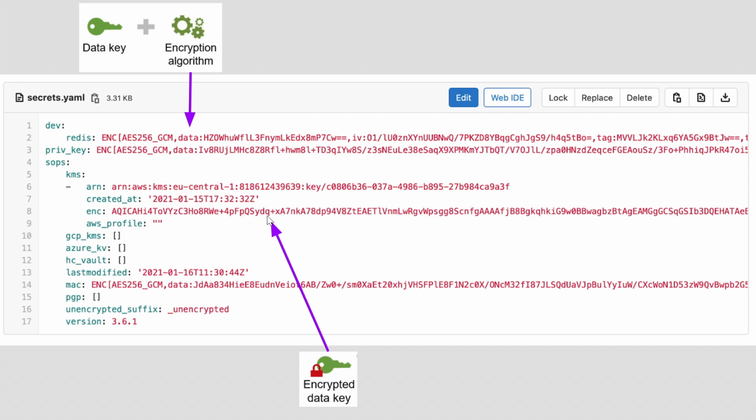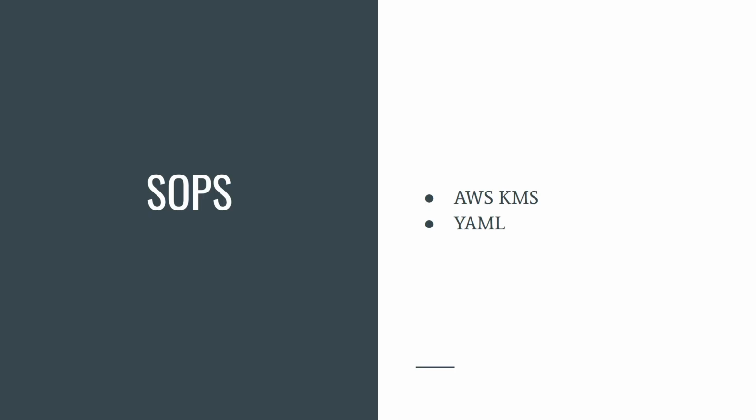Then, using this decrypted data key, we are able to decrypt our data. And here is some metadata for Sops. In our example, we are going to use AWS KMS for encrypting and decrypting, and we are going to save our data in YAML file.